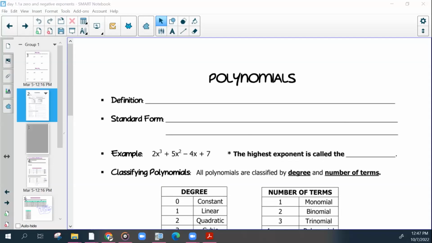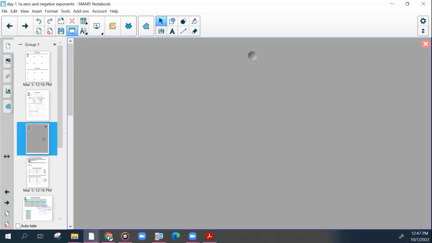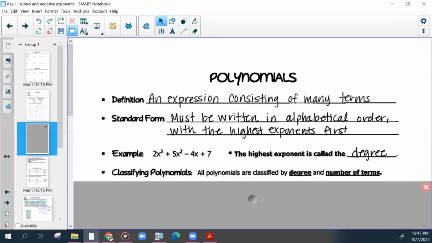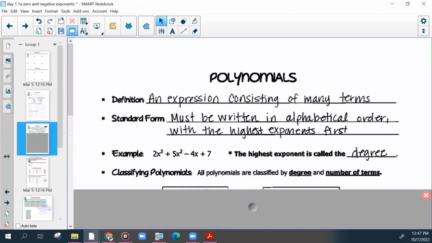All right, in this video, we're going to be talking about how to classify polynomials and write them in standard form. So I'm going to show you this, kind of talk through it, and then do some examples. So the first thing we need to know is that polynomials are expressions that consist of many terms. The standard form of a polynomial must be written in alphabetical order with the highest exponents first. So we'll talk about that when we get to it.